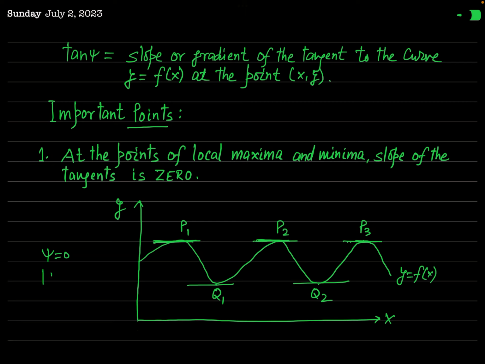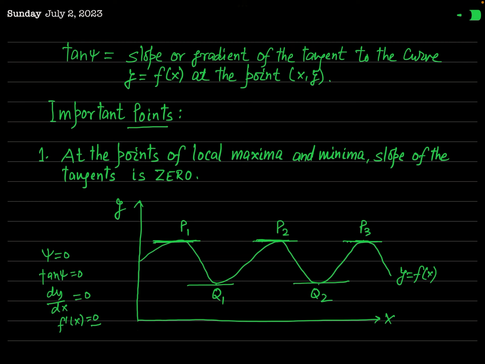And so you can say that tan psi will be equal to 0, because tan 0 is 0. But tan psi is equal to what? This is dy by dx. So the slope of this curve at all the points of local maxima is equal to 0. Okay, remember it, that at local maxima the slope of the curve or tangent is equal to 0. Or you can say that f dash of x is equal to 0 at the point of local maxima.